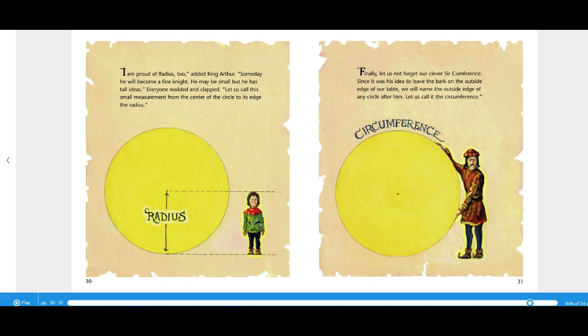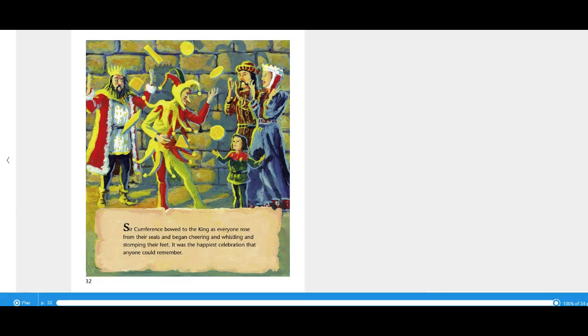Everyone nodded and clapped. "Let us call this small measurement from the center of the circle to its edge the radius. Finally, let us not forget our clever Circumference. Since it was his idea to leave the bark on the outside edge of our table, we will name the outside edge of any circle after him. Let us call it the circumference." So they all celebrated. The end.